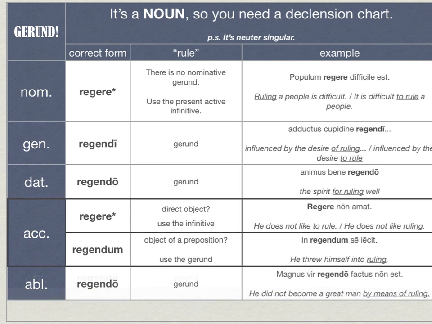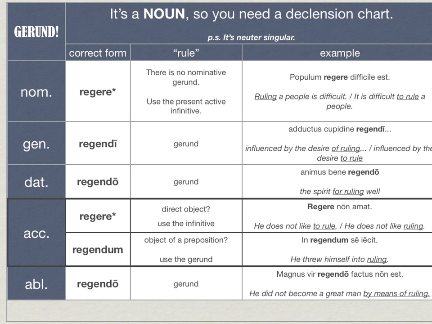Lastly, I've got an example for you there in the ablative. I used an ablative of means, by means of ruling. I bet that made sense without a whole lot of explanation from me. It's probably a good time to pause and screen cap. All right, did you pause and screen cap?